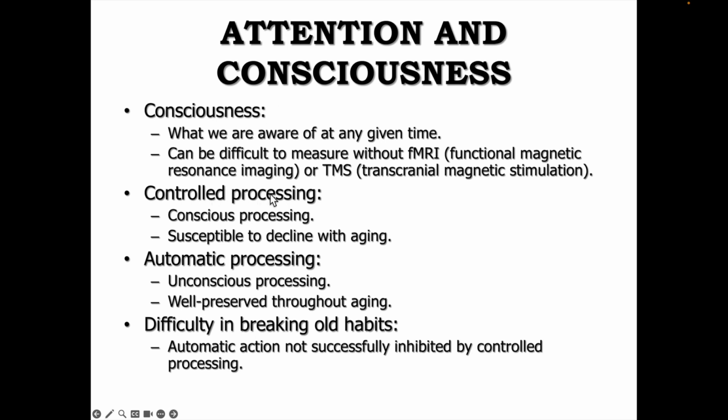Controlled processing is a term for conscious processing. Our ability to consciously process information is very important. Unfortunately, due to aging, this is susceptible to decline. It's one reason why people who are older often have a greater risk of suffering from dementia or some other disease or ailment that affects their memory, because they have trouble consciously processing the information they receive on a daily basis with age.